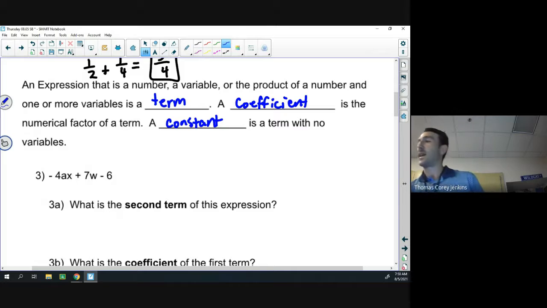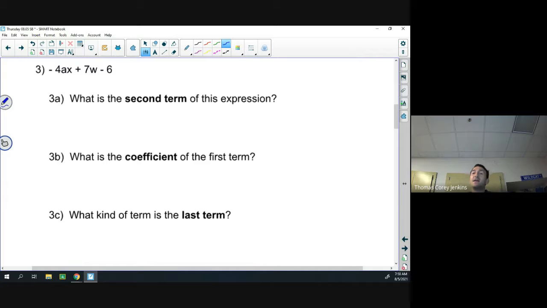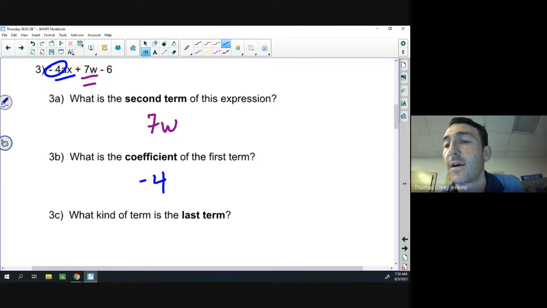So number 3, kind of based off this, just defining some things. What is the second term of the expression? So just in the order it's listed, the second term is going to be that guy right there. So 7W. What is the coefficient of the first term? Here's our first term. So our coefficient is going to be -4.